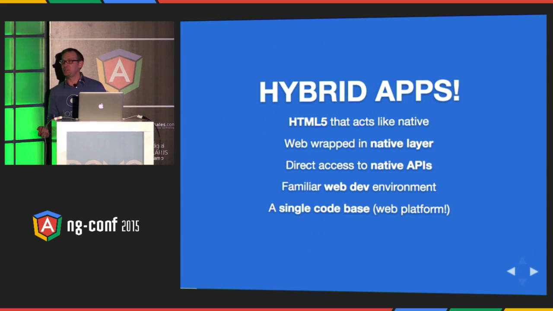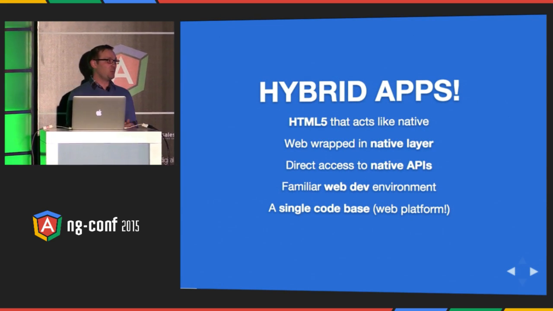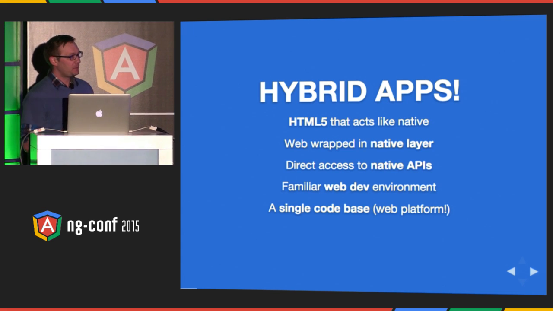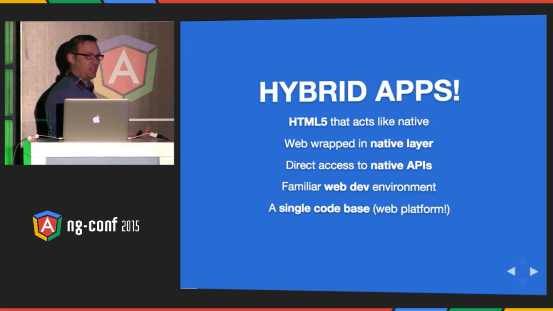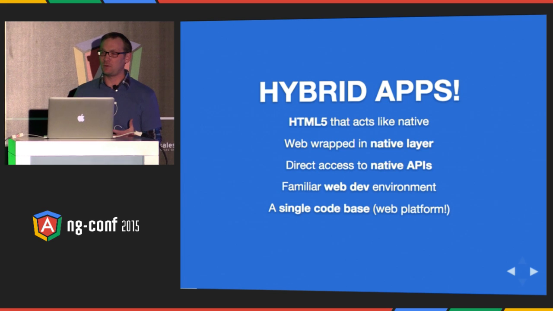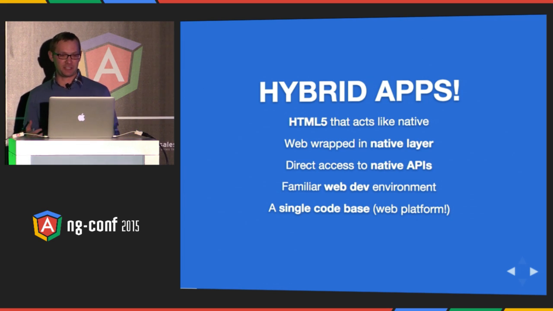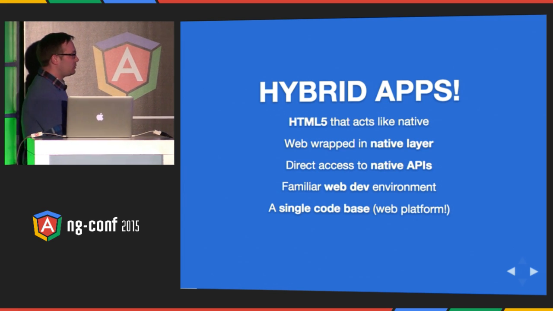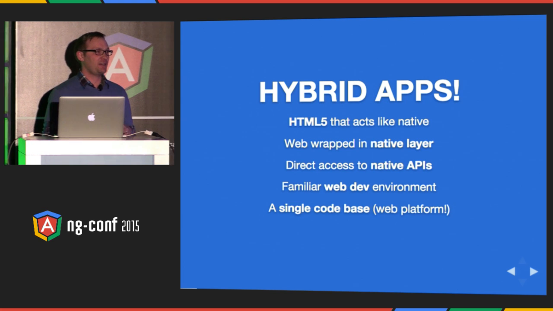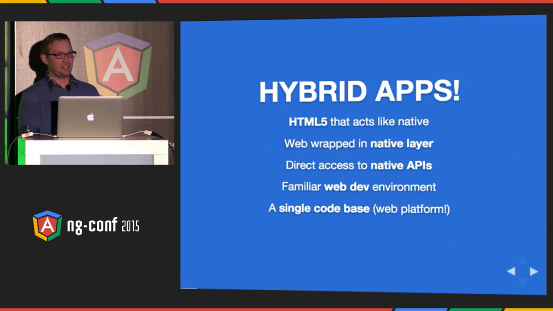Now, Ionic is built for building hybrid applications, but what exactly is a hybrid application? Basically, it's taking a single-page web app, such as an Angular app, and wrapping it inside Cordova or PhoneGap and making it become a native application. But what's really cool about this is that you actually have access to native APIs, such as your camera, Bluetooth, Touch ID, things like that.